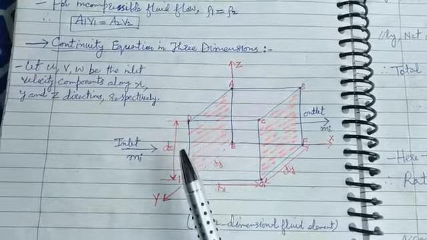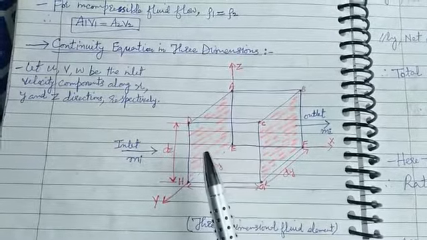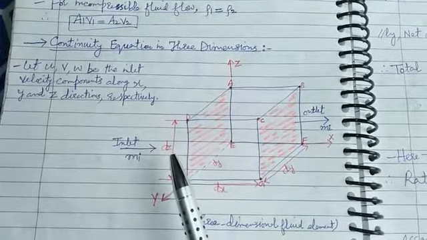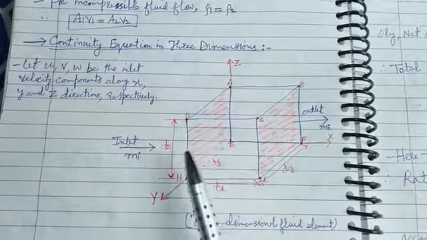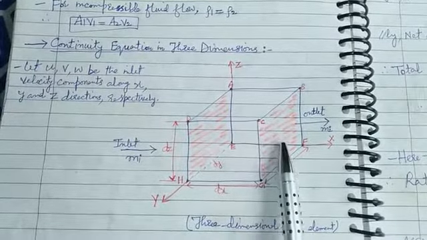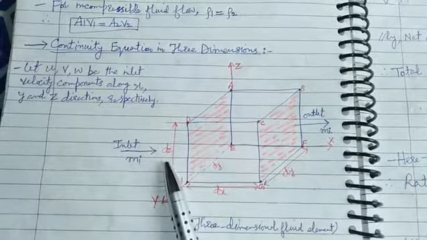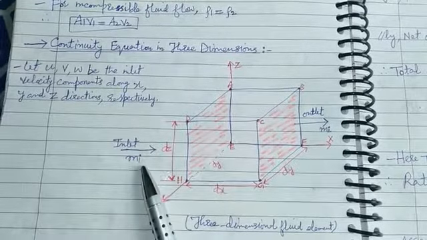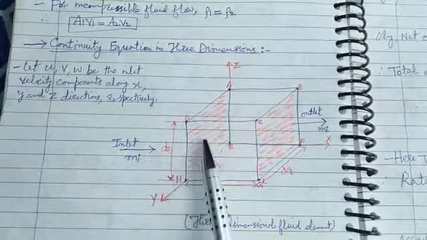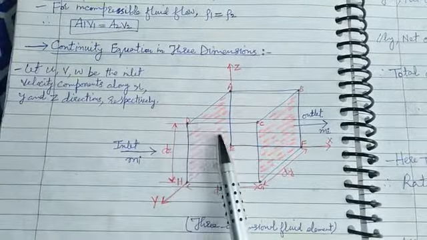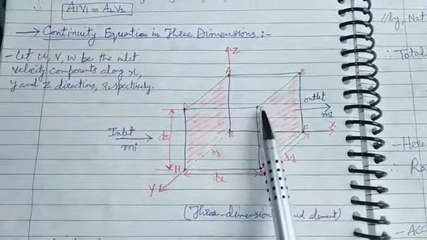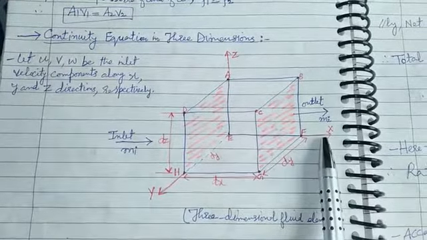The inlet face and exit face have been shaded so that you can clearly understand where the fluid element enters and where it leaves. This shaded portion represents the inlet of the fluid, and this shaded portion represents the outlet of the fluid. The mass flow rate, I already told you, is represented by m dot. So m1 dot represents the mass flow rate of the fluid entering the face ADEH, and the mass of fluid leaving the face BCFG is represented by m2 dot.